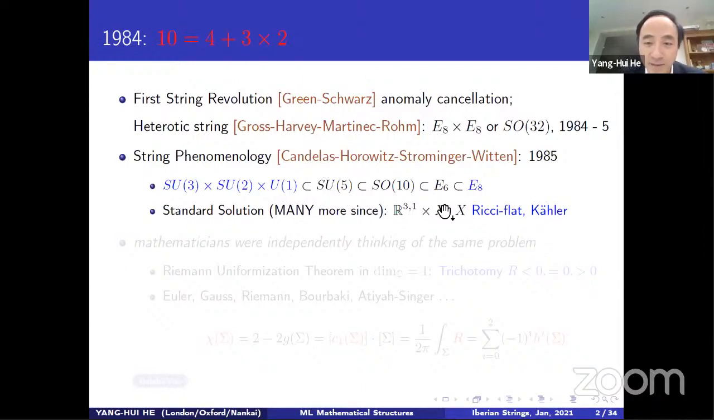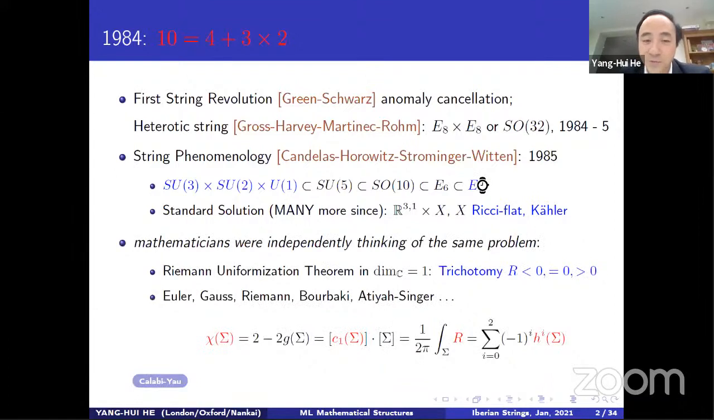But at the time, the physicists didn't know what Ricci flat Kähler manifolds are. Physicists knew about Ricci flat manifolds, but Kähler was something quite new. It was interesting that mathematicians were independently thinking about the same problem. I like to emphasize this historical perspective from mathematics, because it really goes back to Euler and Gauss, the highlight of which is the Riemann uniformization theorem in dimension 1.